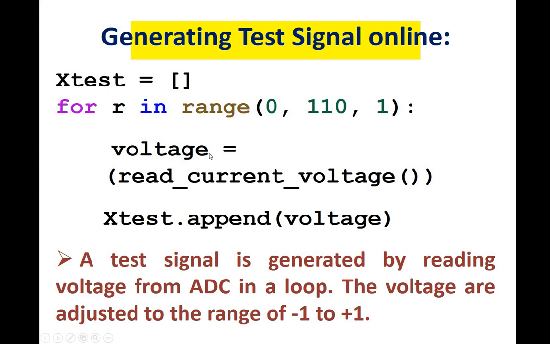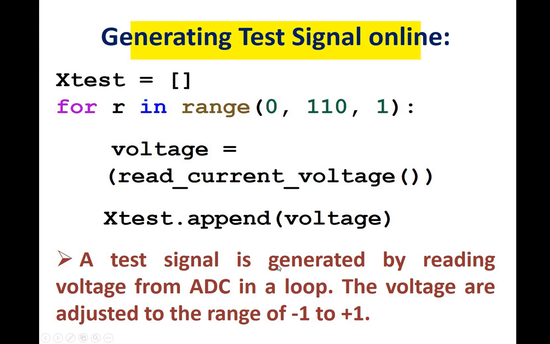So I will say that read the voltage. Voltage is equal to read the current voltage. This is a function which I am going to tell you what it is inside. Read the current voltage and throw it into a number. Suppose the voltage is varying from -1 to +1. It will give you a voltage here. And just add it into a test array, append it.